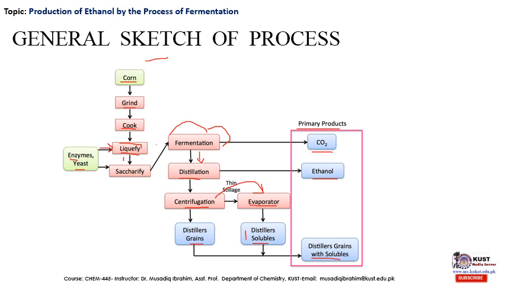So this is the general sketch of how the ethanol production is taking place, along with the step which is the saccharification of the liquefied corn, as well as the fermentation step and the refining steps, which include the distillation, after which you can get the ethanol.